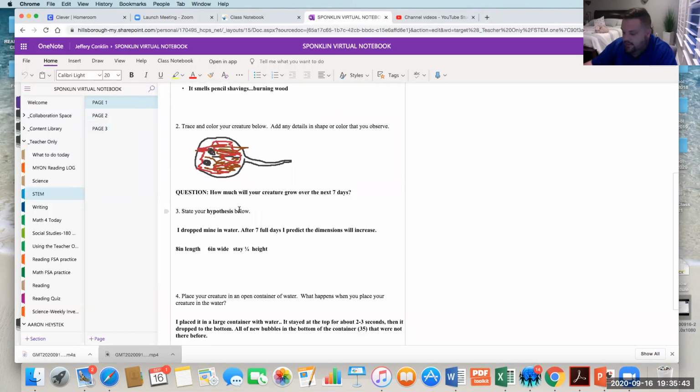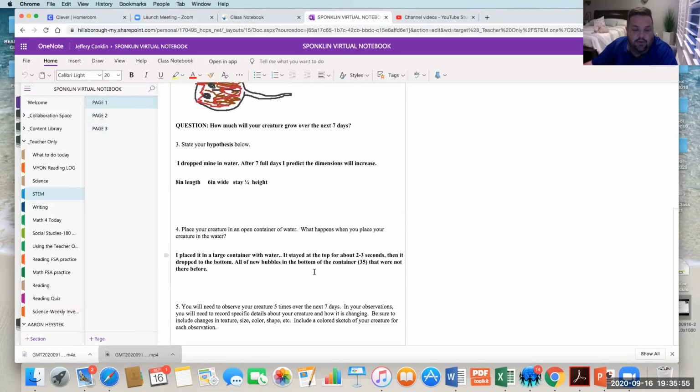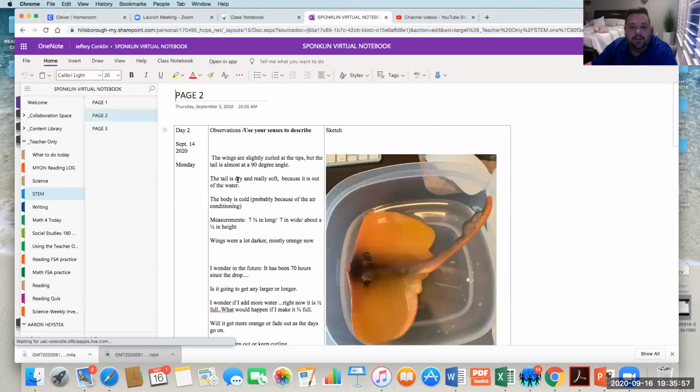Your hypothesis about what you think will happen. What we thought was, we were going to drop it in the water, and after 7 full days, the dimensions will increase. These are our initial dimensions. So we wrote in all of our thoughts. And here's what we've been doing the last 3 days.